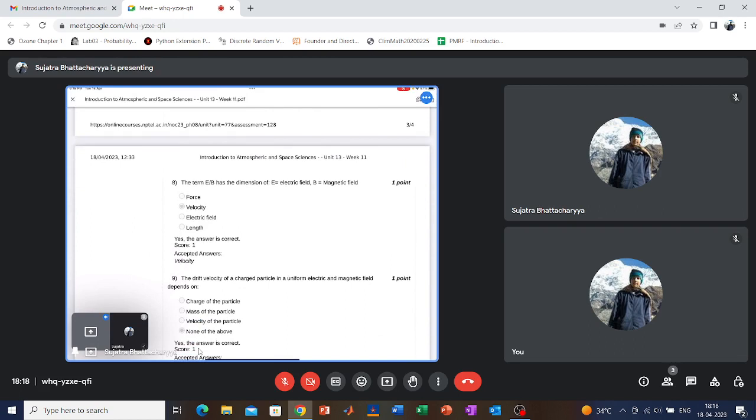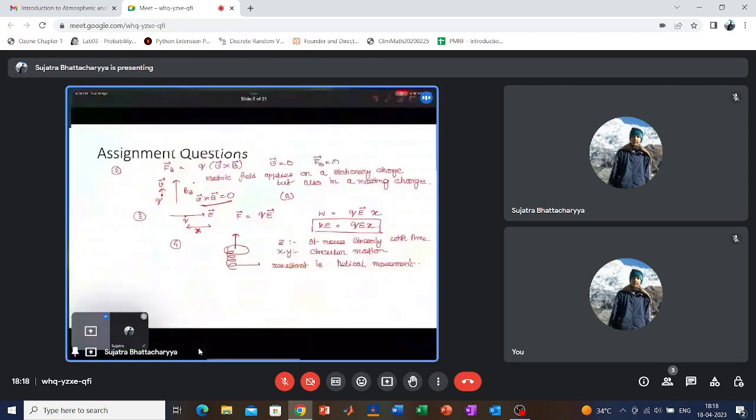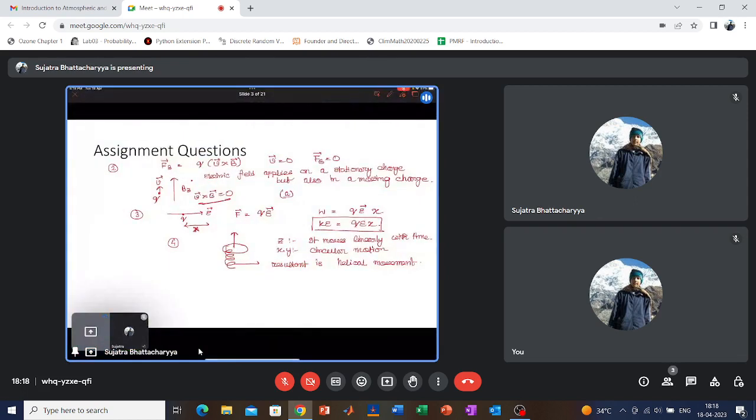Now the term E by B has the dimension of, see, E is the electric field, B is the magnetic field. We have known this particular thing: 5, 6, 7, this is the 8th question. This V drift or charge separation velocity is actually E by B. Therefore, it definitely has a unit of meter per second, or velocity.